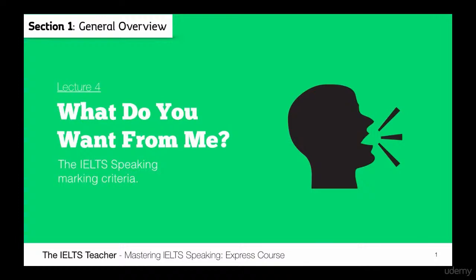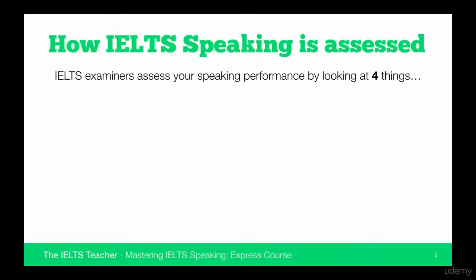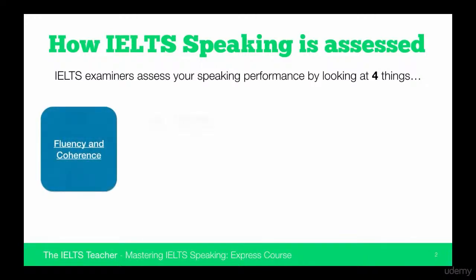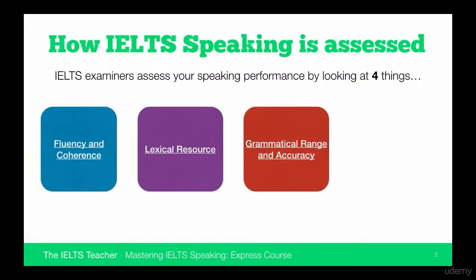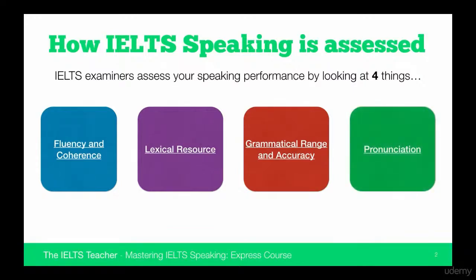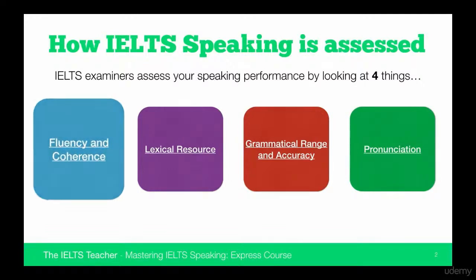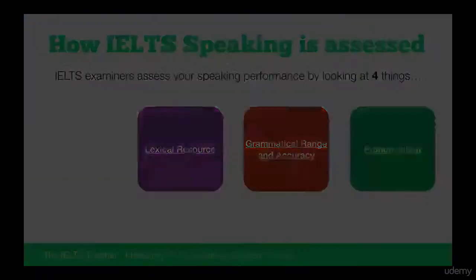in terms of your speaking. And those 4 things are your fluency and coherence, your lexical resource, which is your vocabulary, your grammatical range and accuracy, and your pronunciation. So let's break this down and look at each of these categories in turn, focusing in particular on how we can score a band 7.